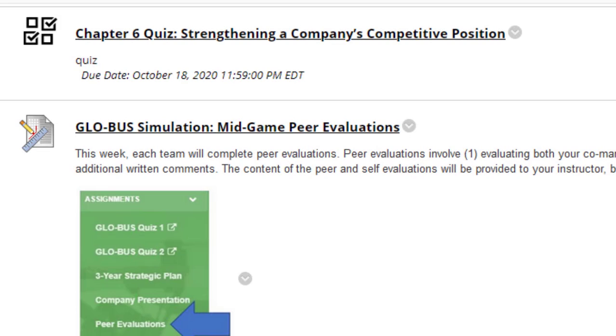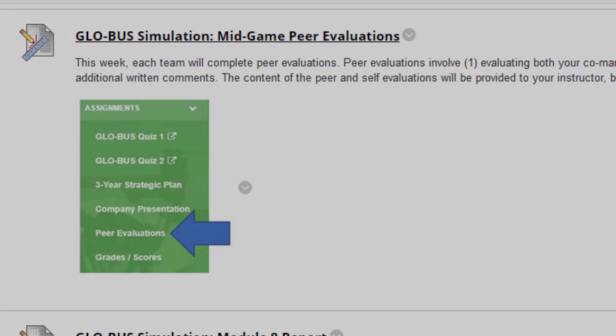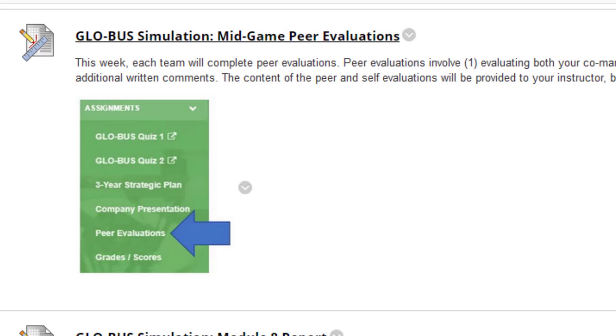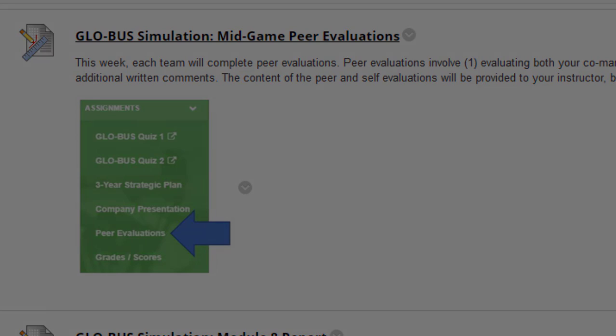Next, we have the Chapter 6 quiz. Next, we have the Globus Simulation Mid-Game Peer Evaluations. This is within Globus. I just want to make sure everyone understands that I will not be sharing the results of the evaluations. So please feel free to speak your mind. This will indicate to me which team members are actually participating in the group assignments and which ones are not.